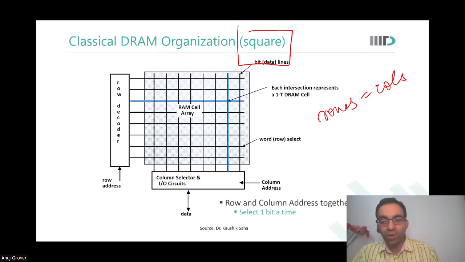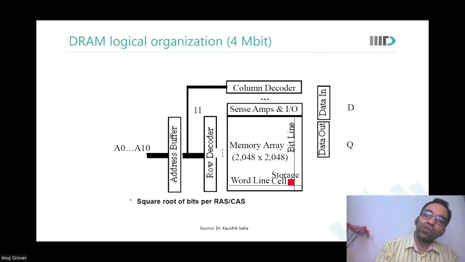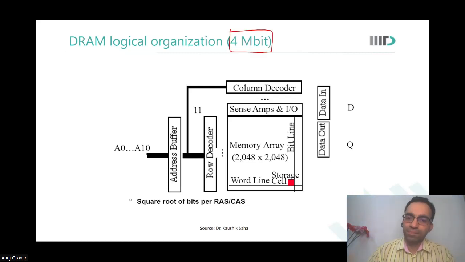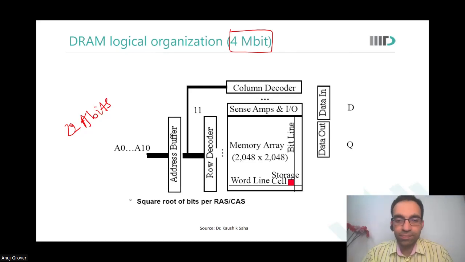So actually, very, very close. So what happens is, let us say we had a 4 megabit DRAM. So you have a 2K cross 2K array. And so for 4 megabit, to access one bit you would otherwise need 22 address bits. That is a huge address bus.